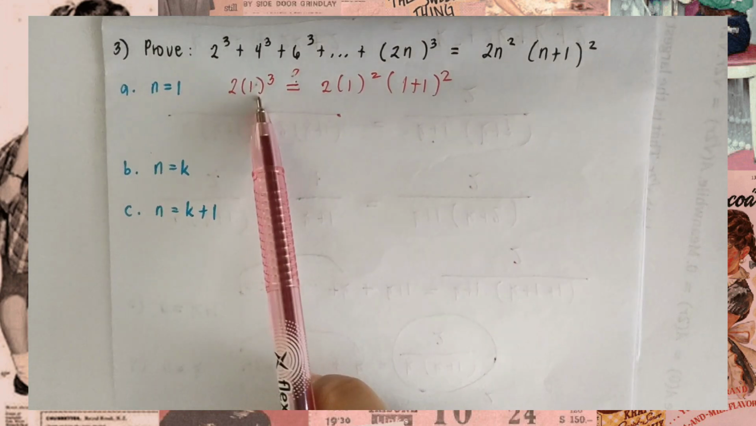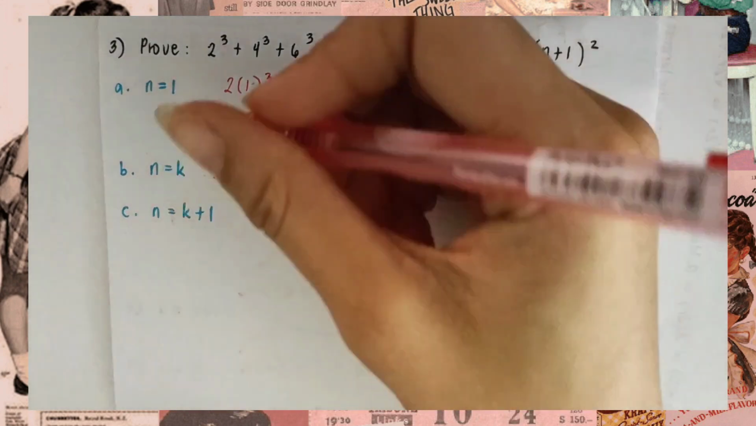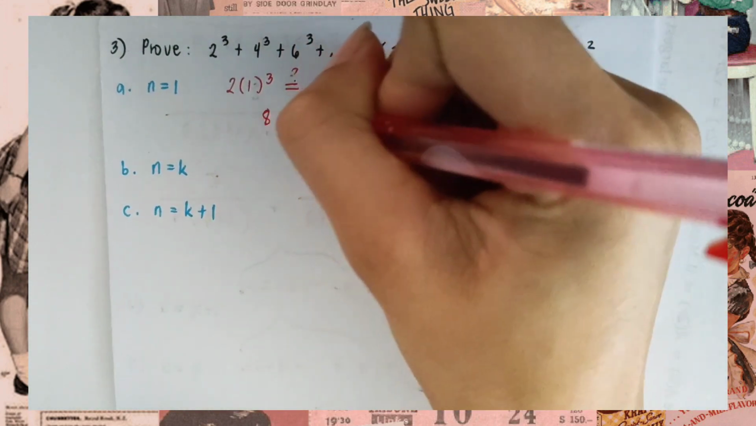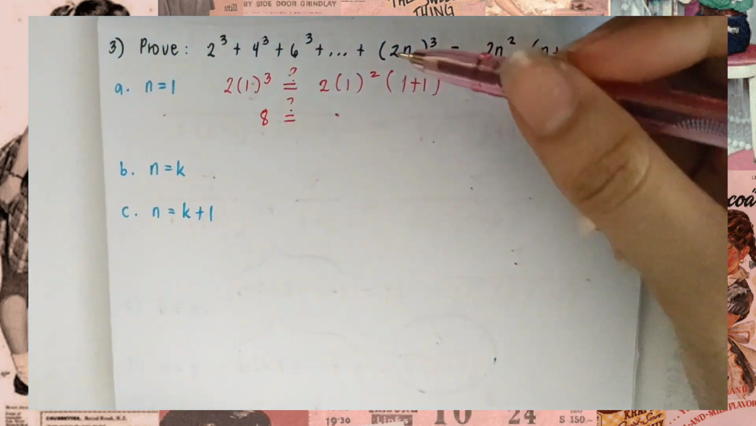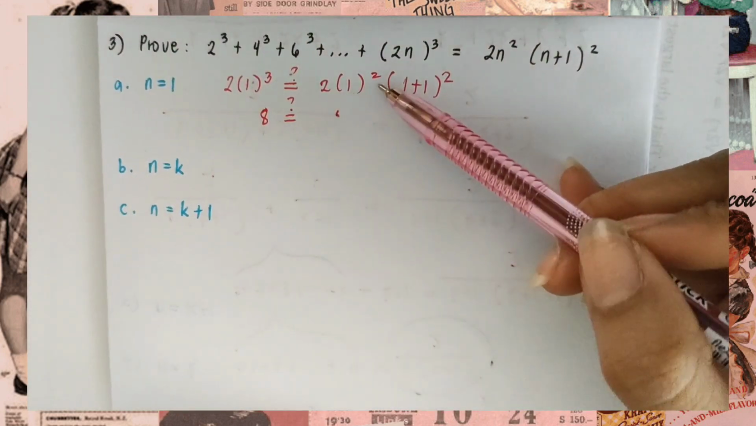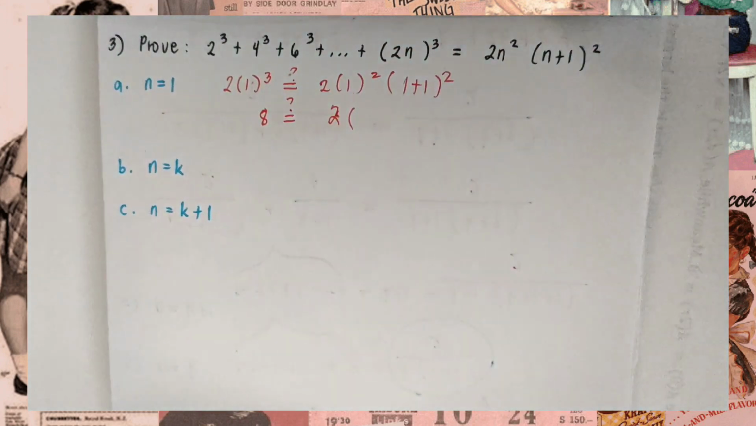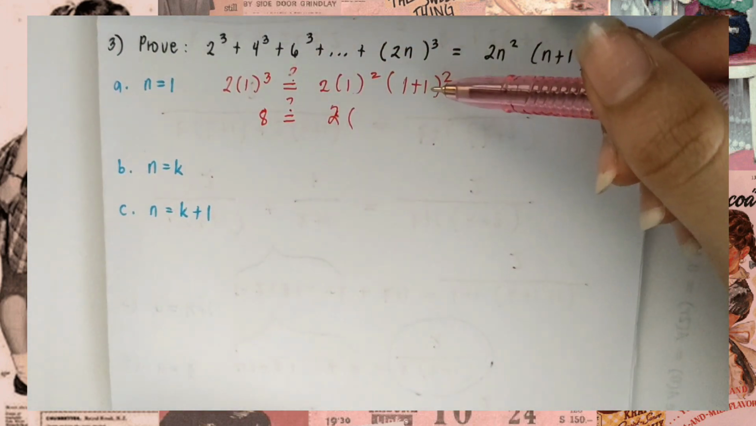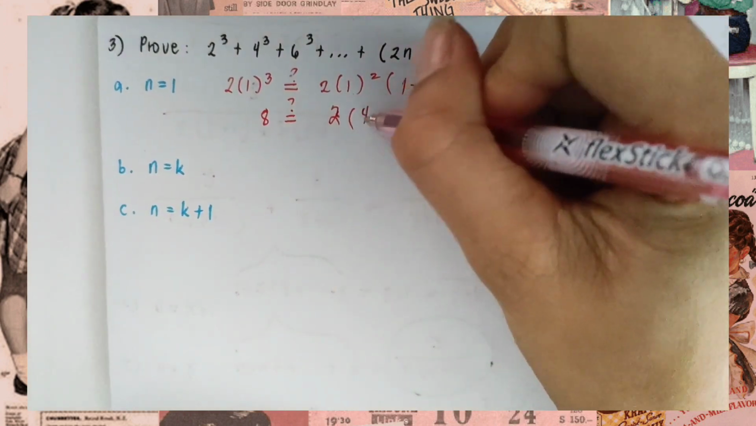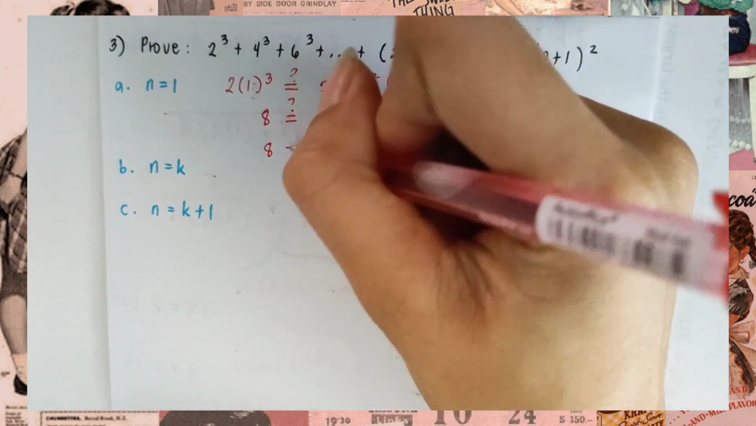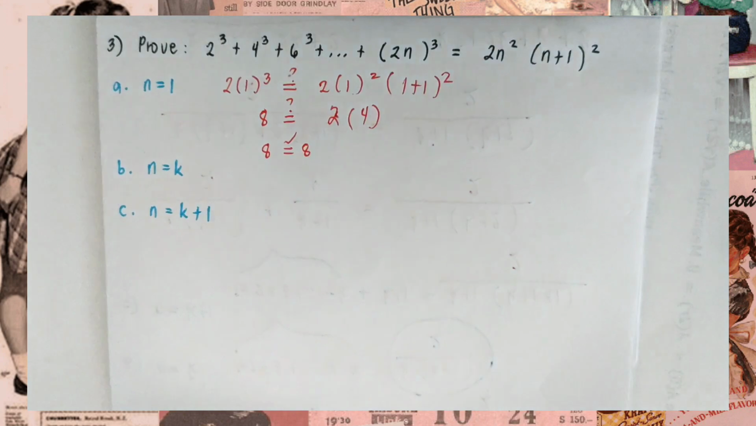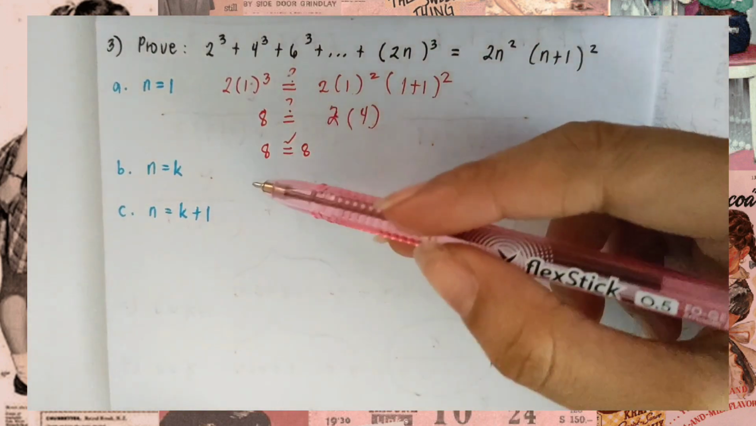So 2 times 1 is 2, cubed, that is 8. Will it be equal to 1 squared is 1, times 2 is 2, times 1 plus 1 is 2 squared, that is 4? 8 is equal to 8. Step 1 is true. Proceed immediately with our step 2.